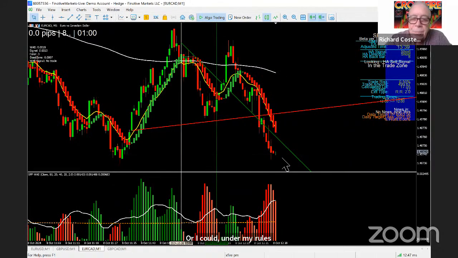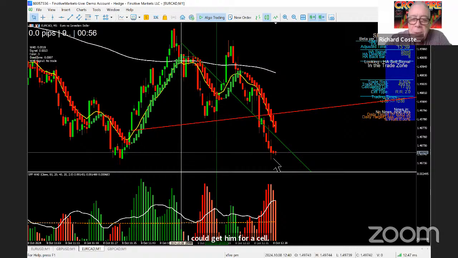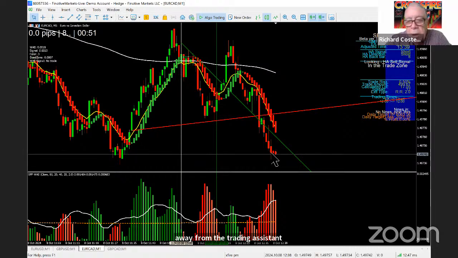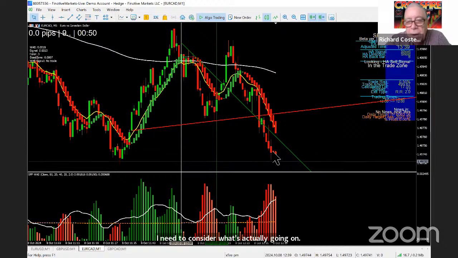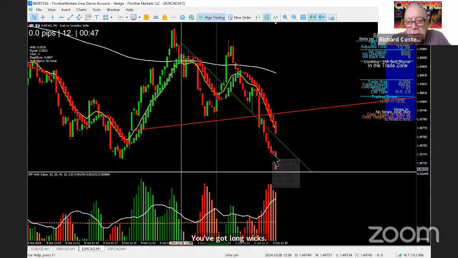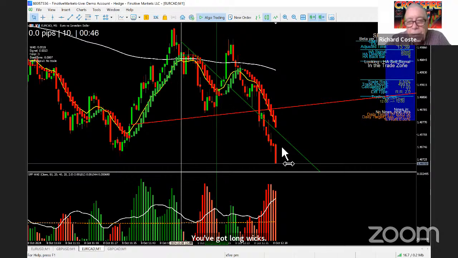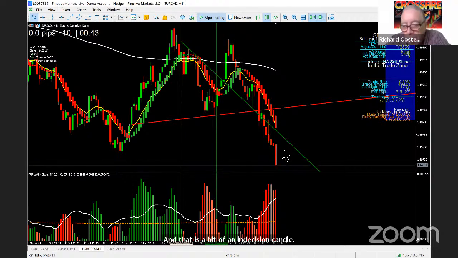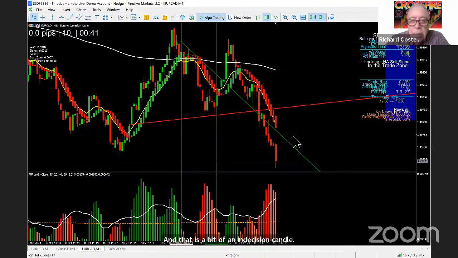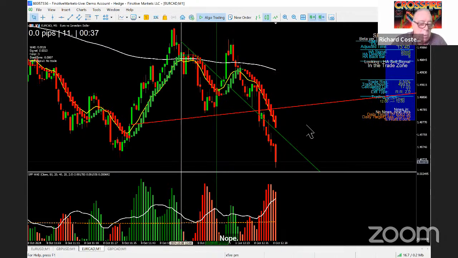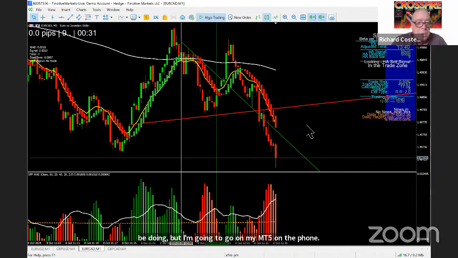However, if I'm going away from the trading assistant, I need to consider what's actually going on. We've got long wicks, and that is a bit of an indecision candle. So is it definitely going to go down or not? I'm going to do something here that I probably shouldn't be doing, but I'm going to go on my MT5 on the phone. I'm going to take a sell trade. And let's just see what happens.